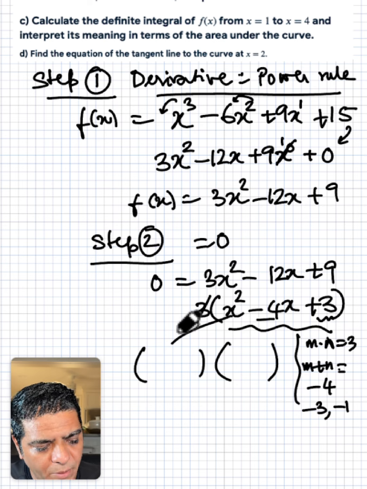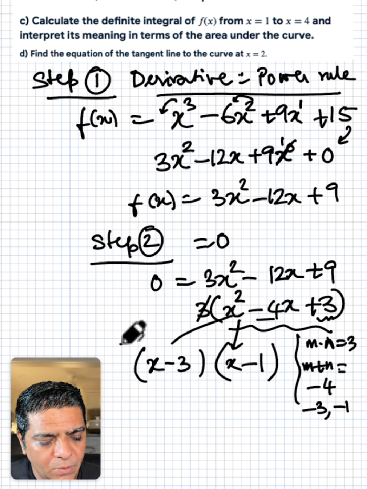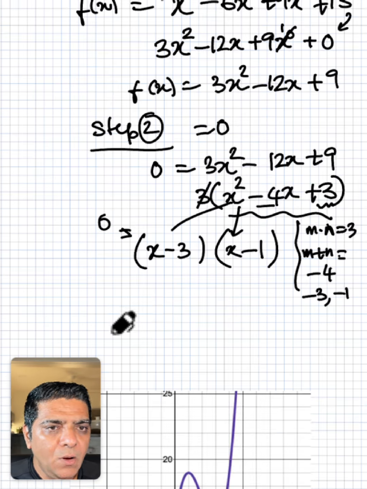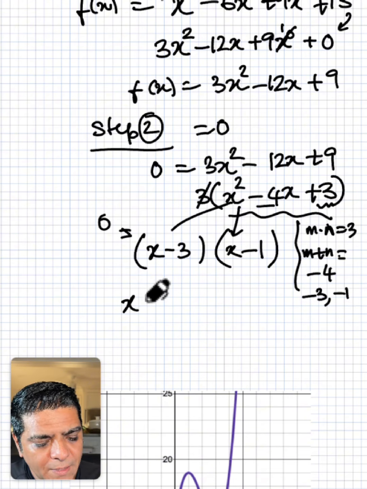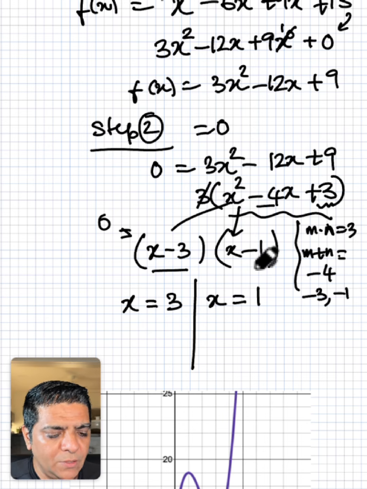So let's go ahead and split up our x squared here. So that's x and x. So we can write negative 3 and negative 1. That is equal to 0. Okay, great. Now we know from the zero product rule, x is going to be 3 or x is going to be 1. So we set each of these equal to 0 and we get x equals 3 and x equals 1. So those are the critical points.